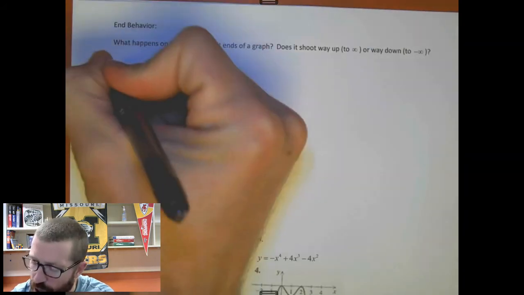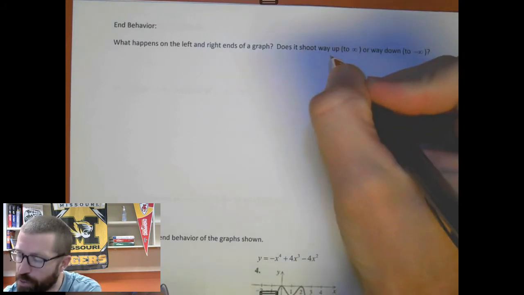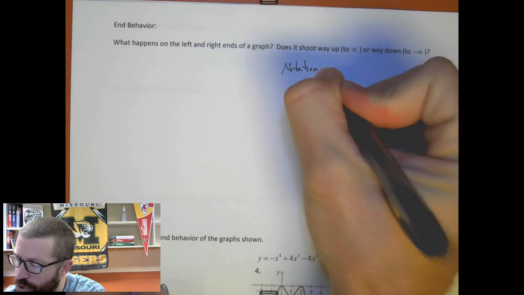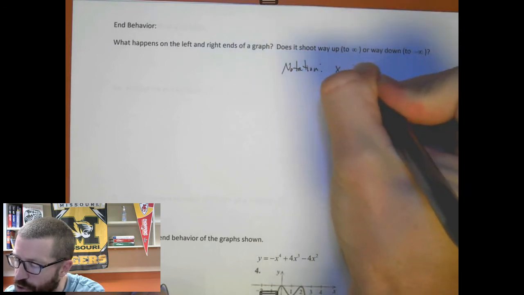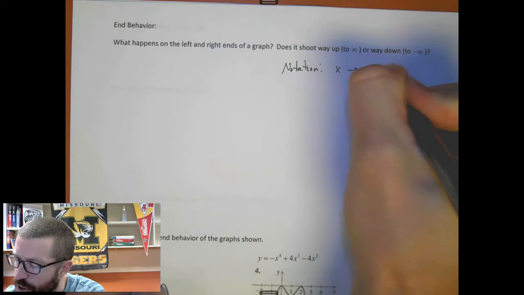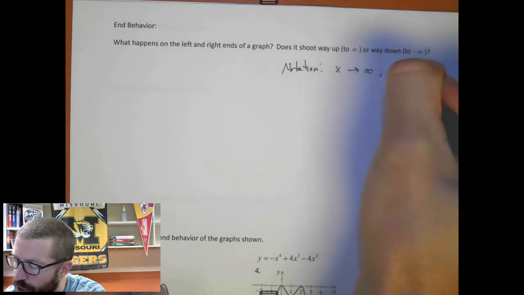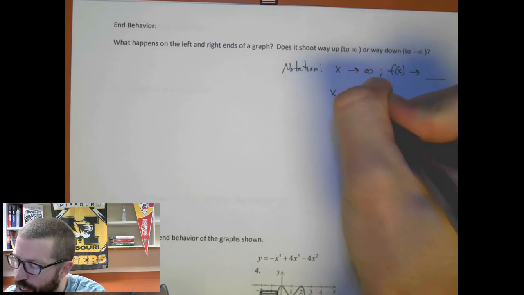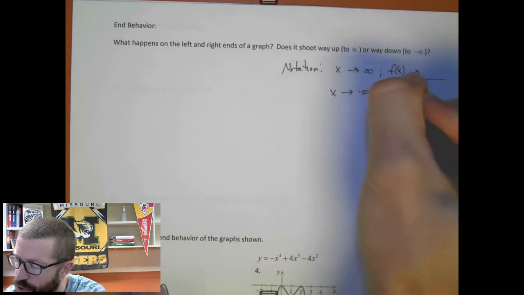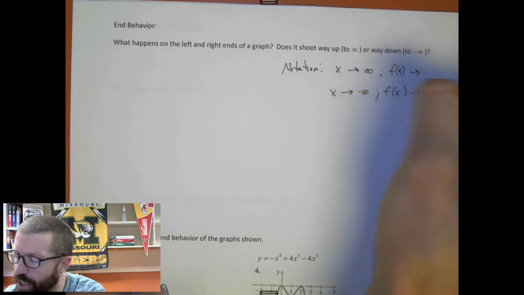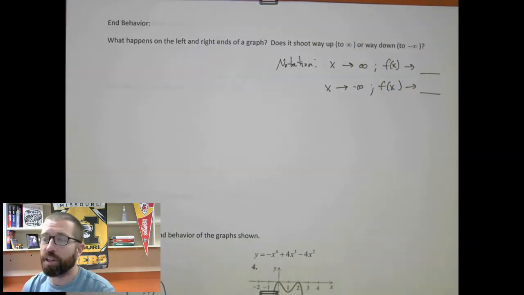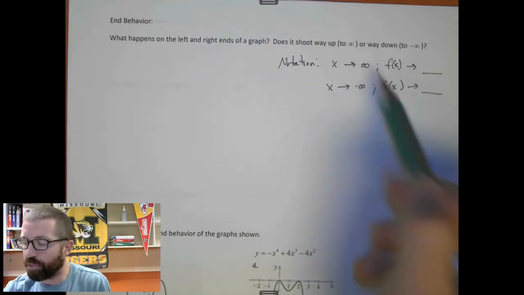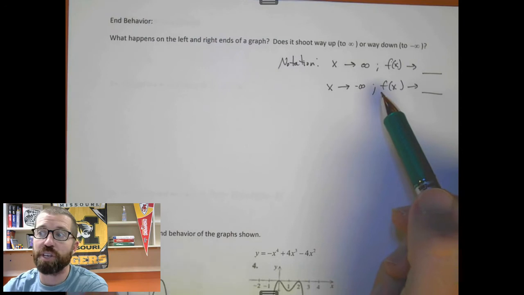So notation. The notation here can be tricky, but we're going to use this notation: as x goes to infinity, then f of x, or y, goes to blank. And then as x goes to negative infinity, then f of x, or y, goes to blank. And so this is key because a lot of times people get confused and they'll end up writing this wrong, where we haven't said anything yet, right? We haven't given any kind of answer.